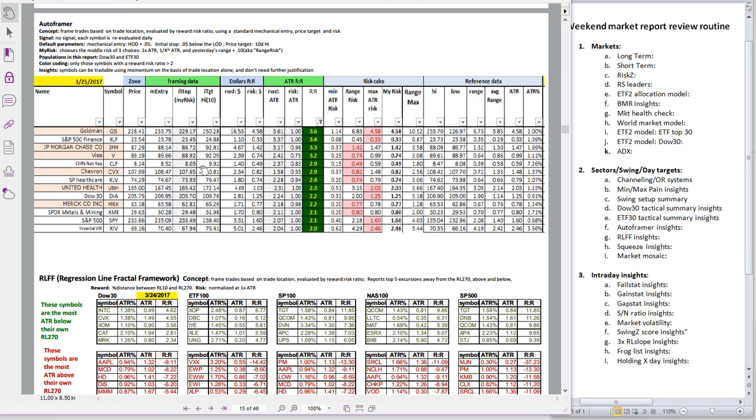The auto framer is sort of the one-day automatic trade frame, and then converts that into a reward to risk ratio each and every day. So anything better than 3, or better than 2, excuse me, is highlighted on this one for me, and ranked by reward to risk ratio.